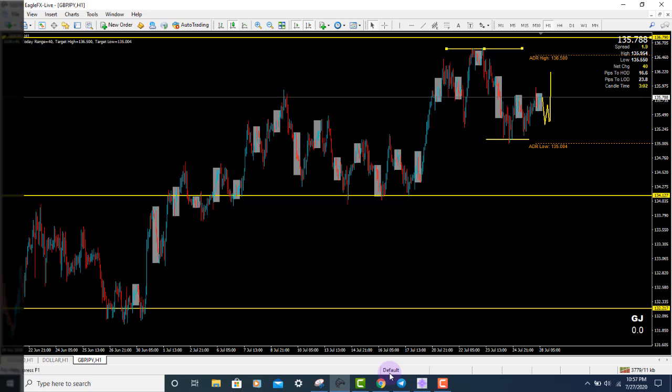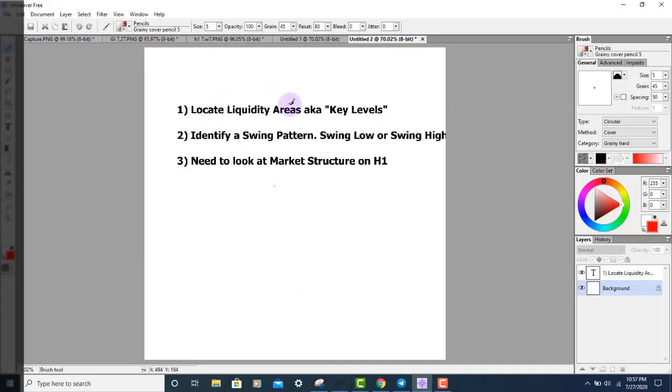So that's really it, guys. Nothing too long. Just to recap: locate your liquidity levels, aka key levels, liquidity areas. Identify a swing pattern, swing low or swing high. Go back in the video, look again at what I mean by that, and then look at your market structure on the H1. If you guys need me to break down market structure more on the H1, I'd be happy to do that in other videos.